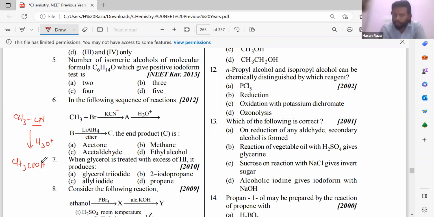carboxylic acid, CH3COOH. And if you are going to use LiAlH4, as you know, this is a strong reducing agent. Very good. Then it will be directly converted into alcohol, which is ethyl alcohol. Isn't it easy? Very good. CH3OH? No. CH3CH2OH. Right, Alia? Okay. Iram, Samira, everyone got this? No, sir. Yes. Okay. If you have any doubt, you can ask me.